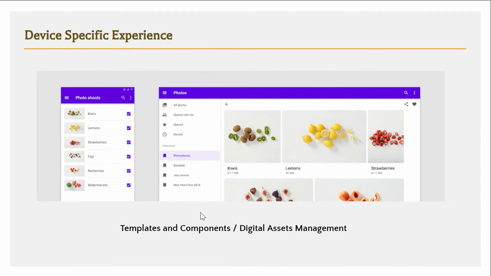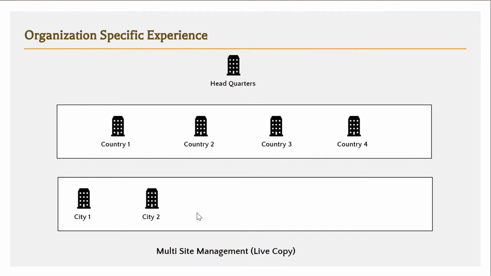So this is one of the experiences which you will be able to manage using AEM. And the second kind of experience is organization specific experience. Okay, let's try to understand a bit about this. Let us suppose we have an organization which has its headquarters in India, and let us suppose this is a multinational organization. Okay, and it has various branches in other countries too, and not only in the country's capital, but it has branches in various cities in other countries too.